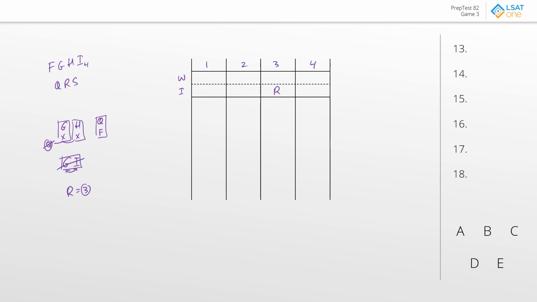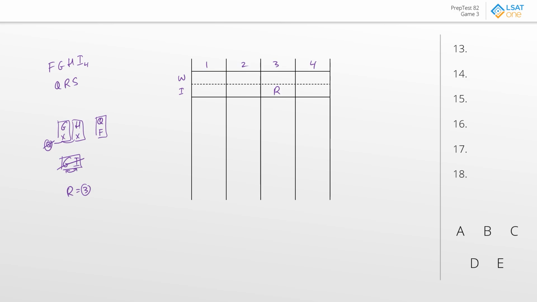So unfortunately, it doesn't look like there's anything we can really latch onto in terms of exhausting this game, so we're just going to go straight into the questions themselves. So question number 13 asks, which of the following could be the schedule of the interviews 1st through 4th? And they do give us both the interviewers and the interviewees. So let's go through the rules.